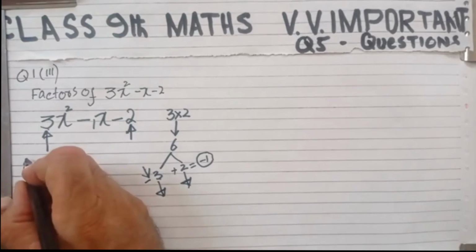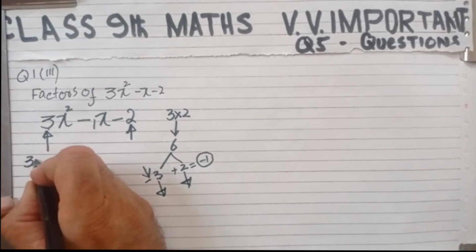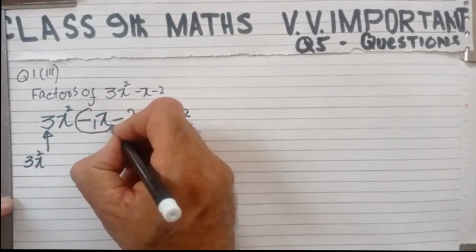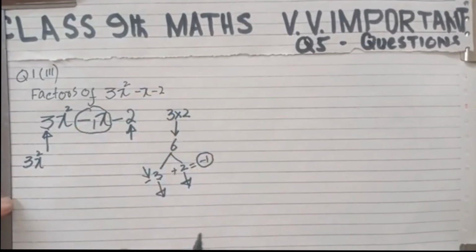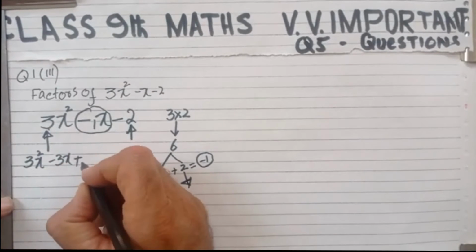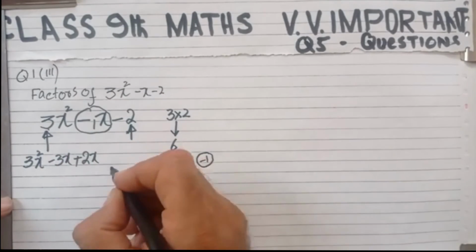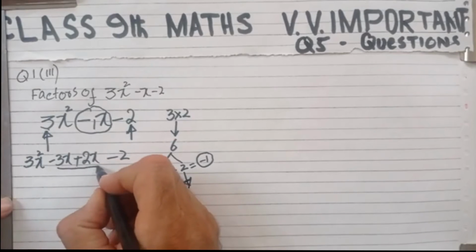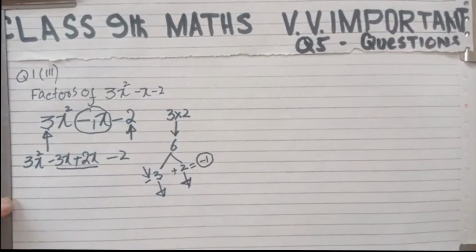So now I will go like this: 3x square. Instead of this minus x, I will write minus 3x plus 2x and minus 2. Once I subtract them, I will get minus x, the same.